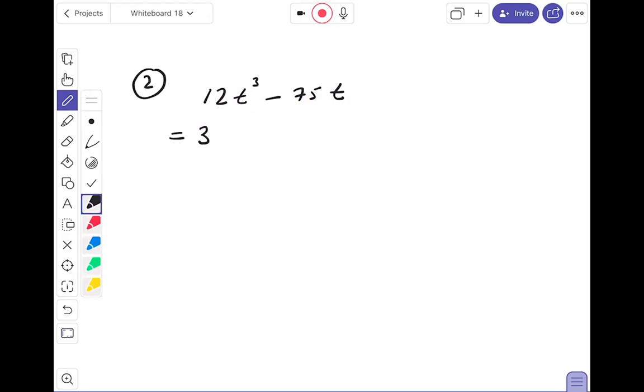3 is a common factor between 12 and 75. And t is a common factor between t cubed and t. So what are you left with? 4t squared minus 25. Now my claim is that you're looking at it, and I certainly have a 3t, but then I notice there's a quadratic over there. And my suspicion is it's going to be doable. Let's give it a try.